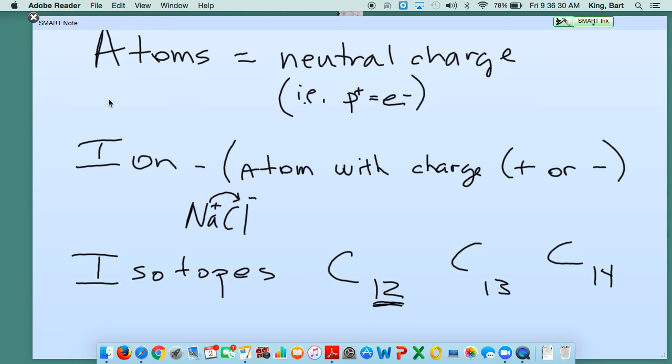The 12 means that in its nucleus it has 6 protons, 6 neutrons. In carbon 13 isotope, it has 6 protons, 7 neutrons. In carbon 14, it has, guess what? 6 protons and 8 neutrons. Same number of electrons. Just a different number of neutrons. That's an isotope. There are 3 isotopes of carbon. Carbon 12, carbon 13, carbon 14.